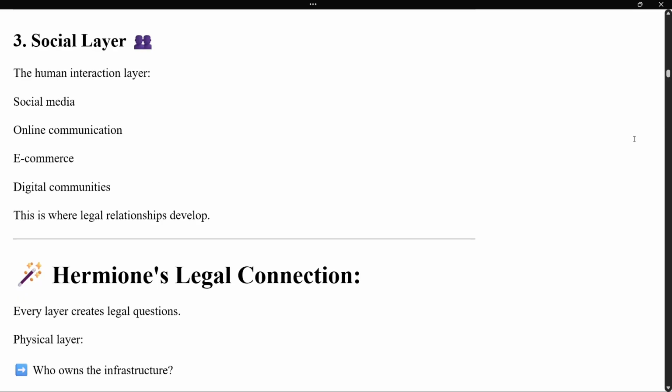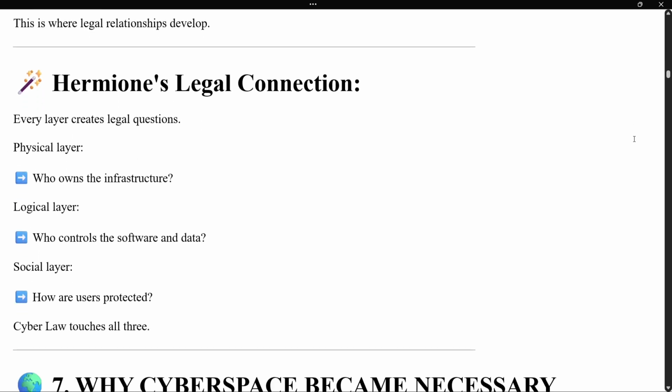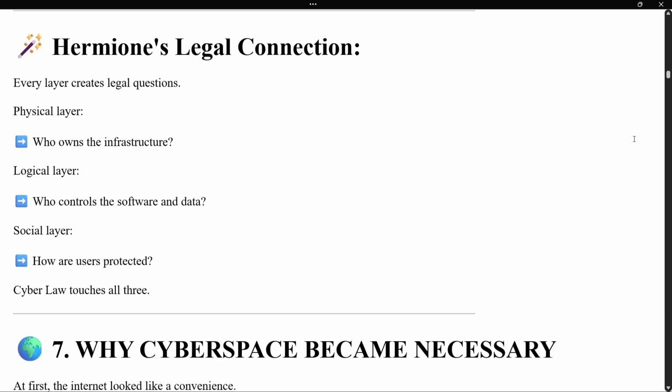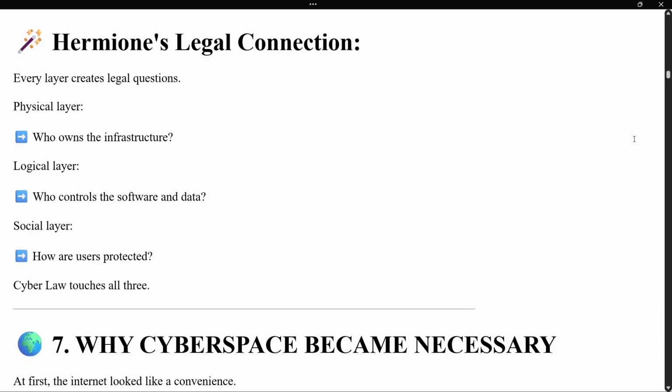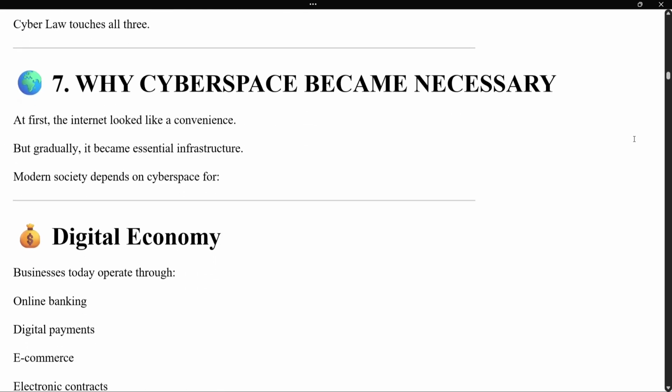Hermione's legal connection. Every layer creates legal questions. Physical layer: who owns the infrastructure? Logical layer: who controls the software and data? Social layer: how are users protected? Cyber law touches all 3.